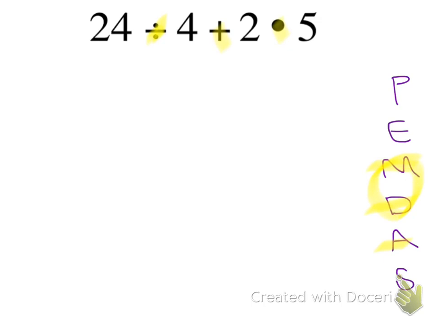So we know that these go together, and so it does not matter which one I do first. I just need to start from the left side of the problem. So first thing you're going to do is circle it, solve it. 24 divided by 4 equals 6. And then you bring everything down that you have not used.